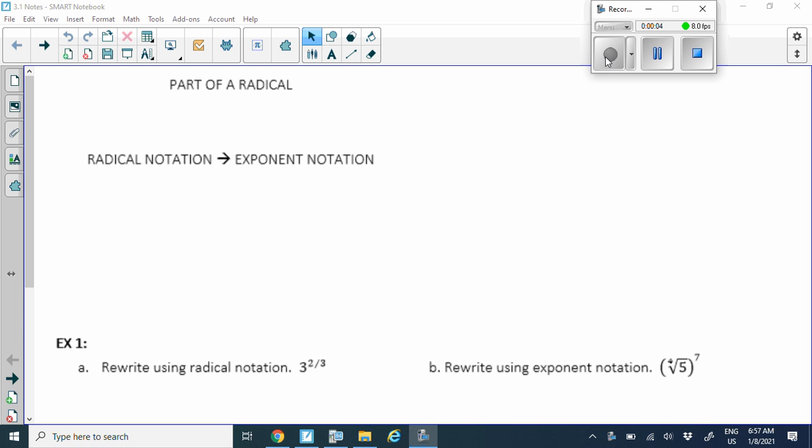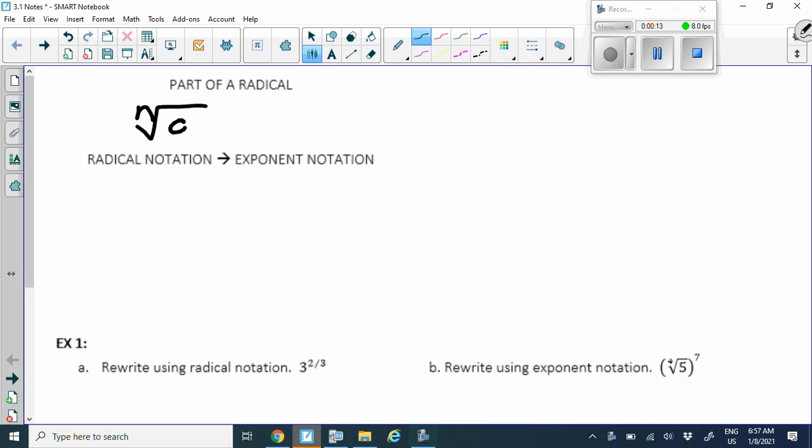We are now going into nth roots and rational exponents, part of our radicals. So basically, if we have the nth root of a, we can actually rewrite it as a rational exponent. So this could be a to the 1 over n power. So basically we have radical notation, then we have our rational exponent notation.